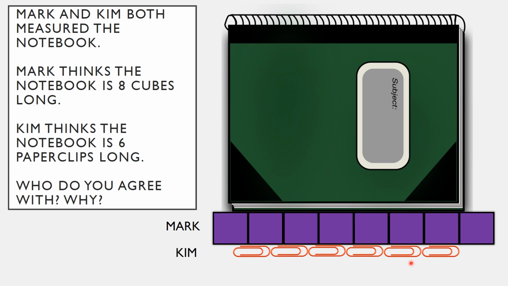Great job. Kim started at the starting point and ended at the ending point. We can see that Mark overlaps the starting point and the ending point, which means that the measurement has too many tools. It's important to start at the starting point and the ending point of the object that you're measuring. Great job. Let's take a look at one last measurement today.